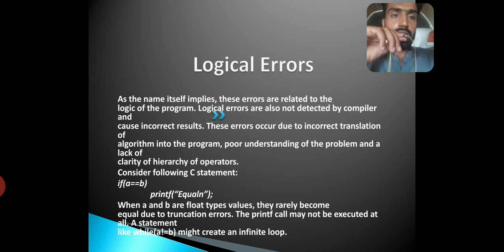Consider the following statement: if A is equal to B, print F. A and B may not be equal when they are floating type values. Their values may become unequal due to truncation errors. The printf call may not execute at all. A statement like while A is equal to B might create an infinite loop.